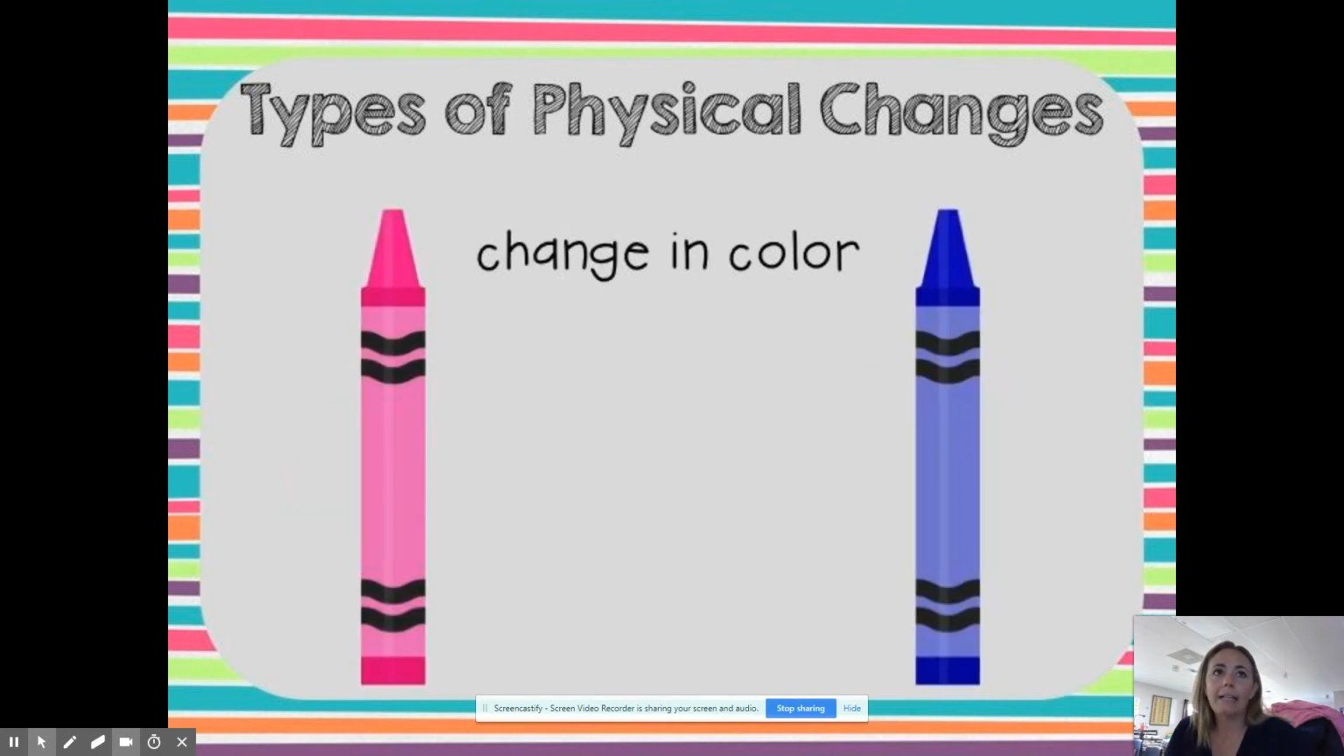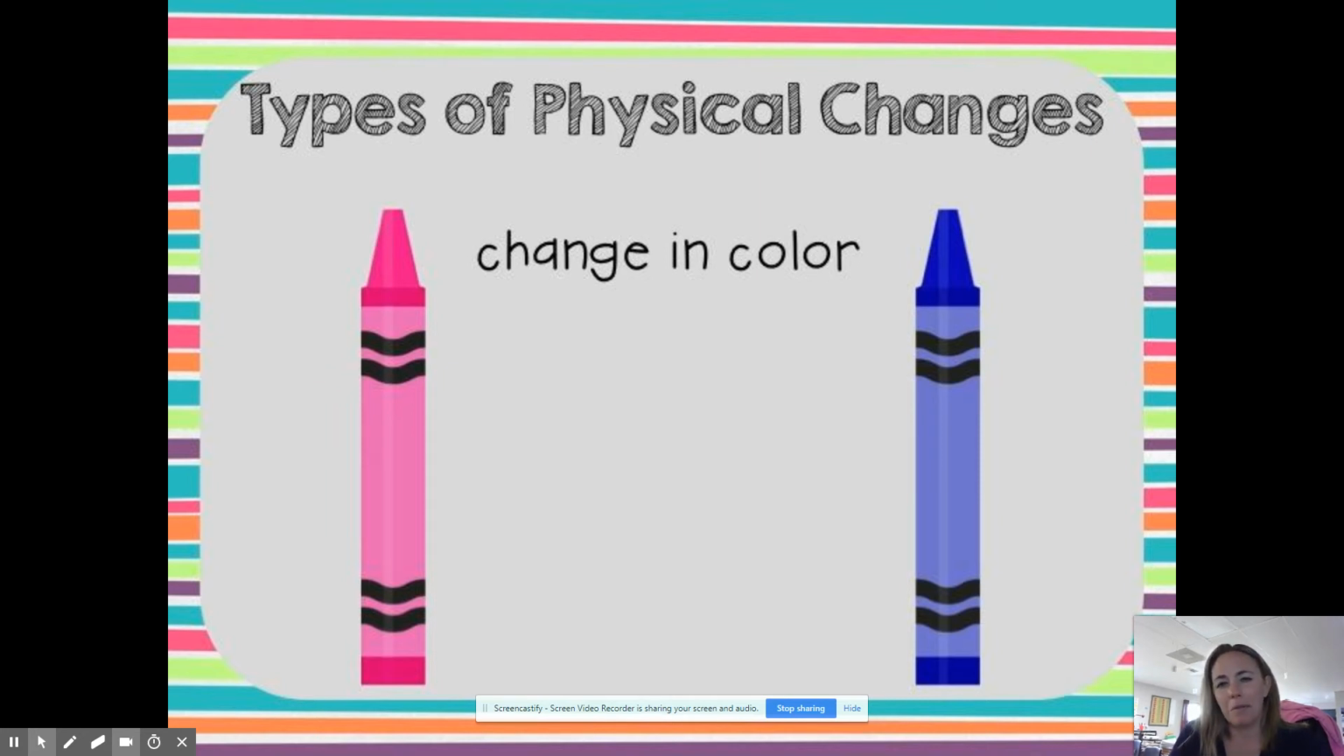And then last is color. So your number 5 should say color. All right, so how can matter change color? Well, if I add, let's see. If I add sand to water and I stir it all up, doesn't the water start looking brown? You betcha.